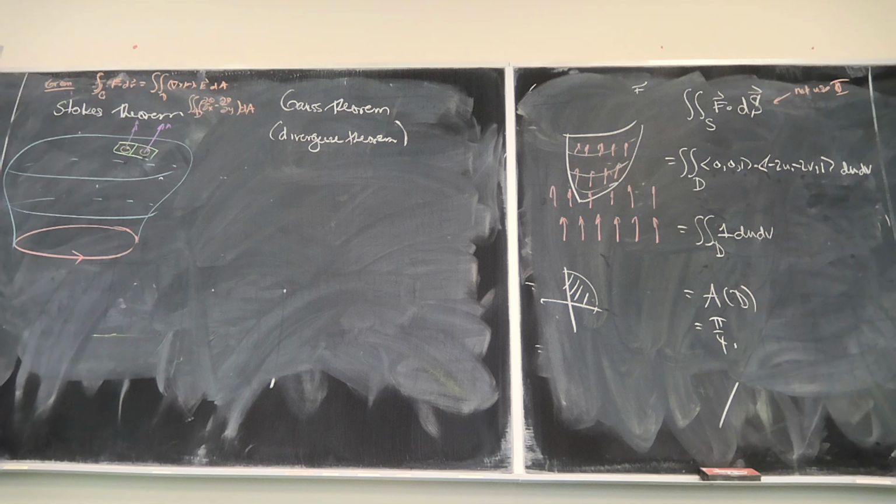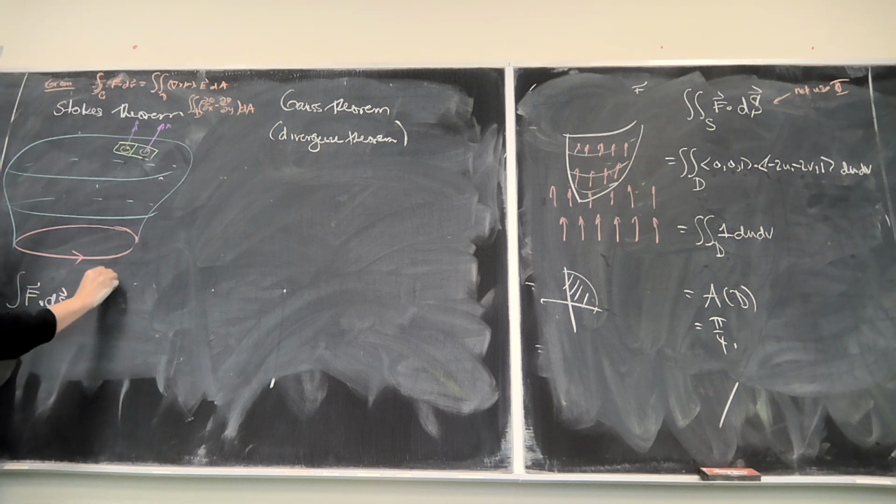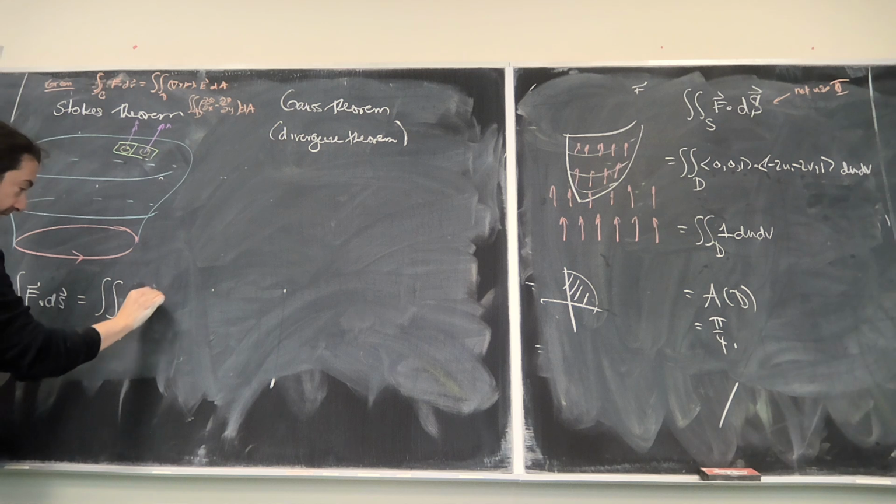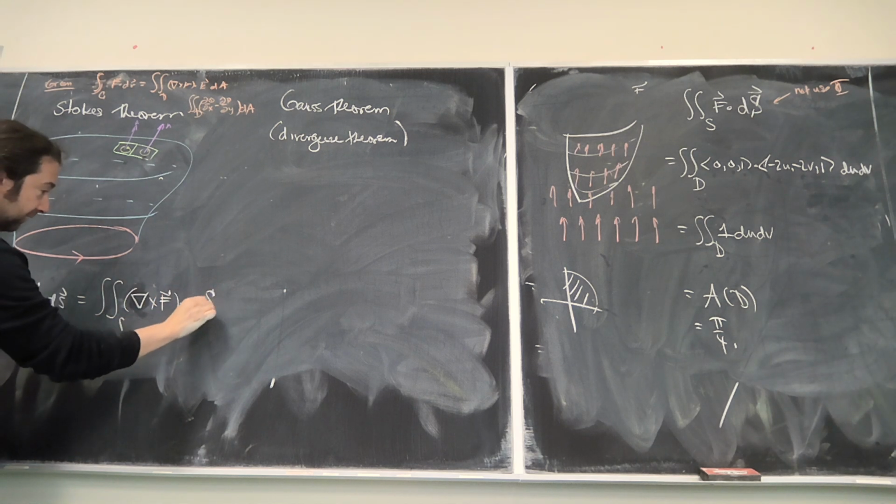So if I wrote it down in symbols, it says the integral around C of F dot ds is equal to the double integral on the surface of the curl of F dot dS.